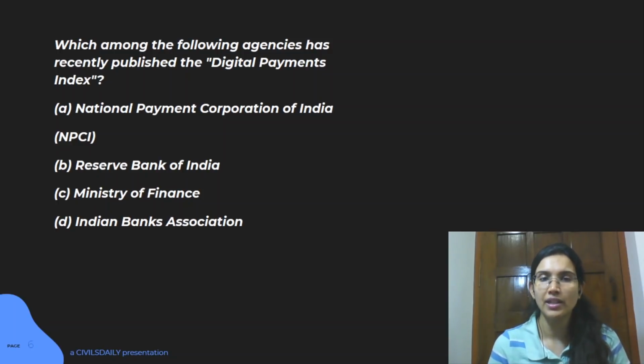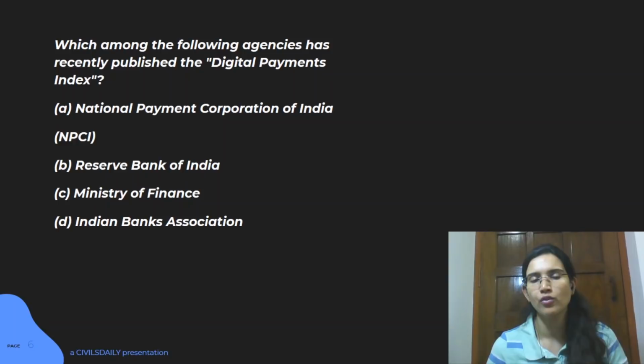Recently, there was this Digital Payment Index. The basic idea is how to enhance digital payment in India. And it was published by which of the organizations? So we have NPCI, we have Reserve Bank of India, we have the Finance Ministry, and lastly, we have the Indian Banks Association. Now, the Indian Banks Association is something where a couple of banks have come together and formed this particular association. So we don't really have any digital payment policies that are taking care of this particular initiative.